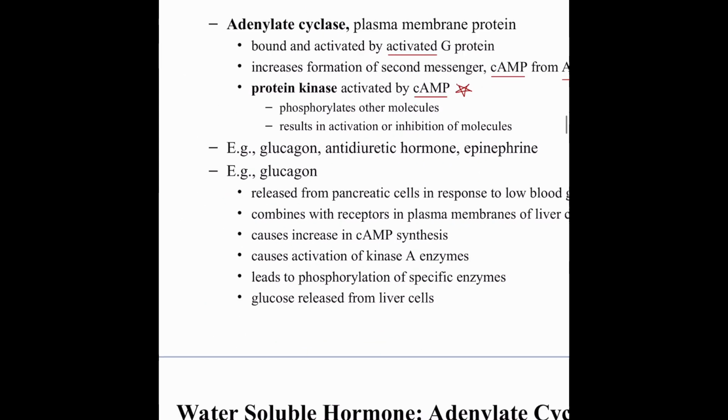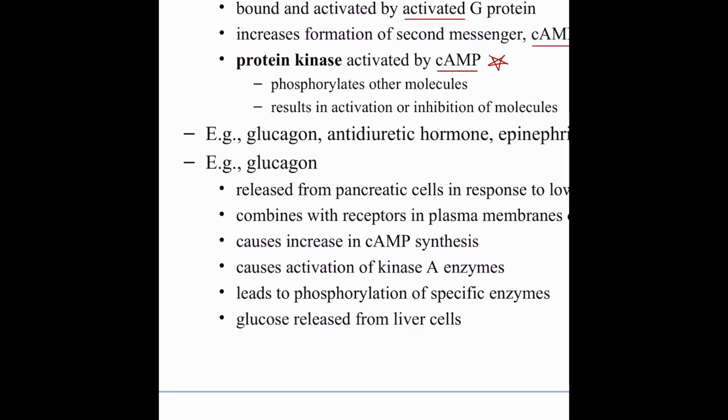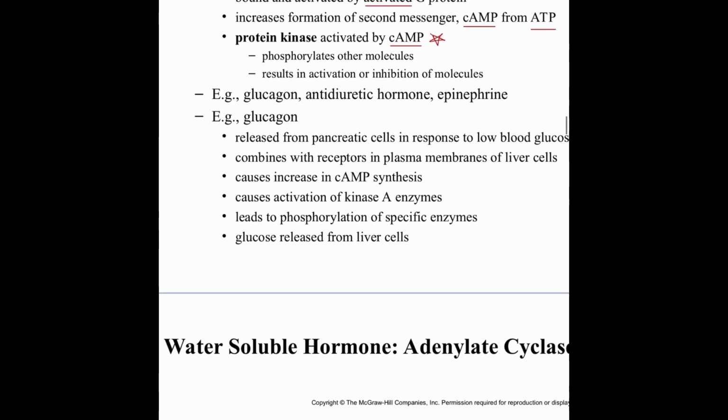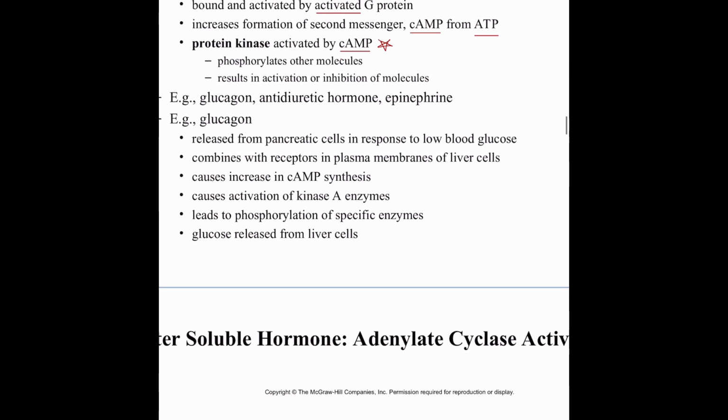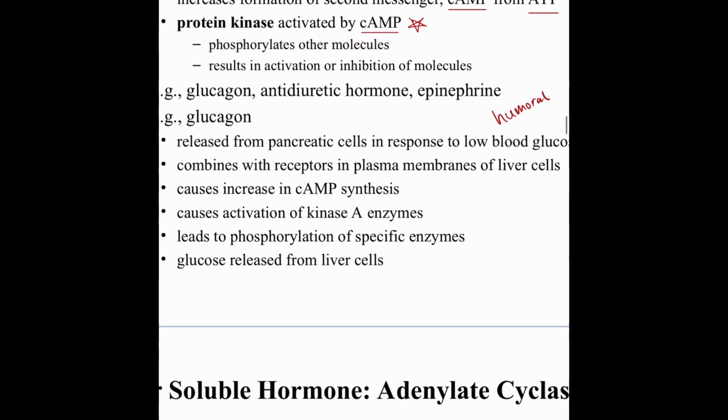And so this is an example of glucagon, ADH, epinephrine. In the example of glucagon, it's released from pancreatic cells in response to low blood glucose. So again, doing some little recall, this is humoral, right? It combines with receptors on plasma membranes of liver cells, causes an increase in cAMP synthesis, causes activation of kinase A enzymes, leads to phosphorylation of specific enzymes, and glucose is released from liver cells, right?